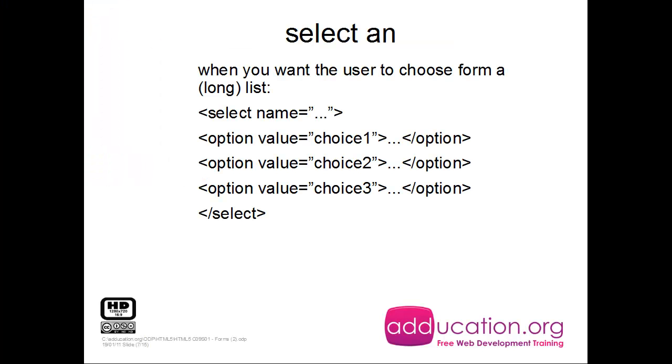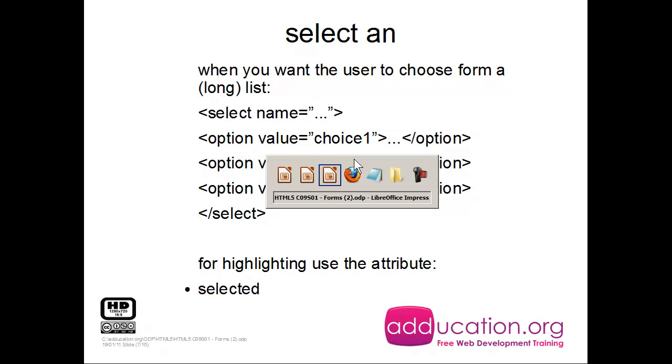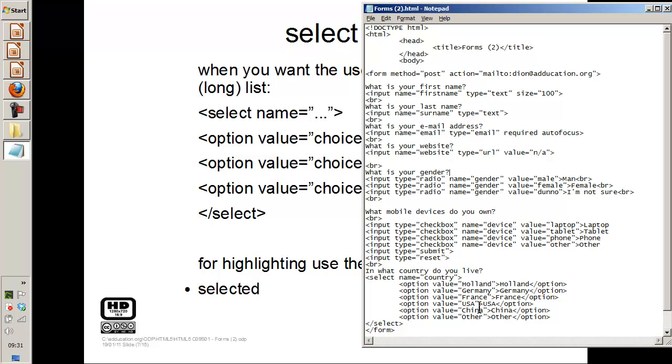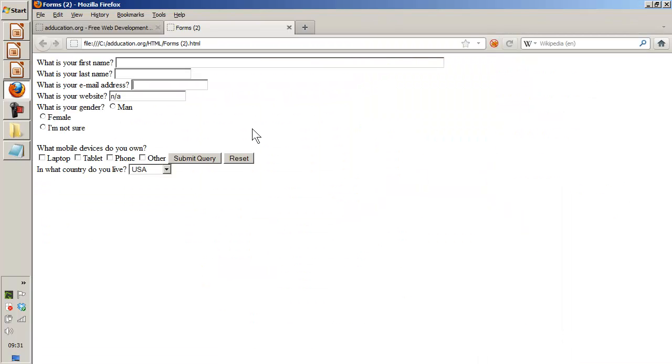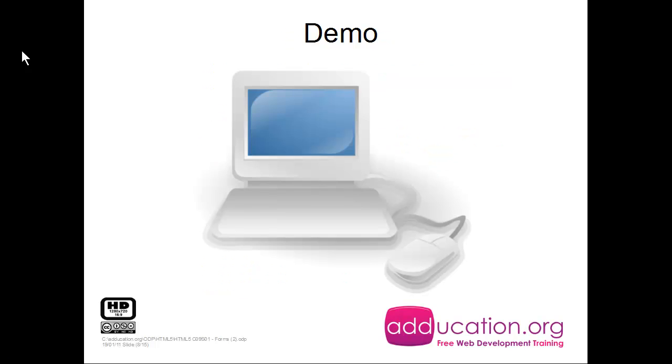Nice. So what we also can do is highlight one of those choices by using the attribute selected. So if I want to select this one, I just type in selected, and then it will pop up automatically with choice 2. Let's see, I know that most people are from USA. I will type in selected. I'm going to save it again and I'm going to open it, and you see now by default USA pops up because the attribute selected is used.